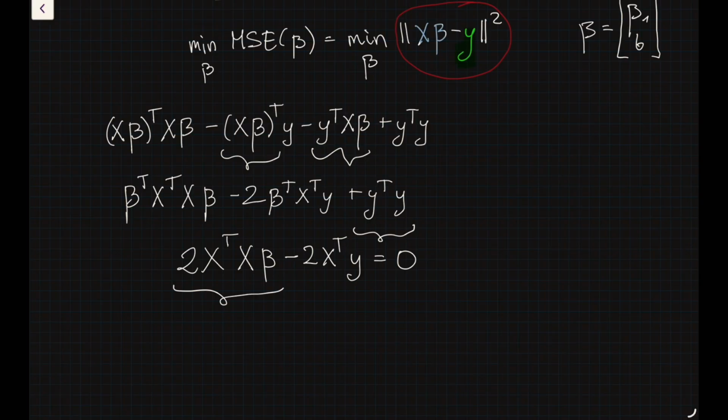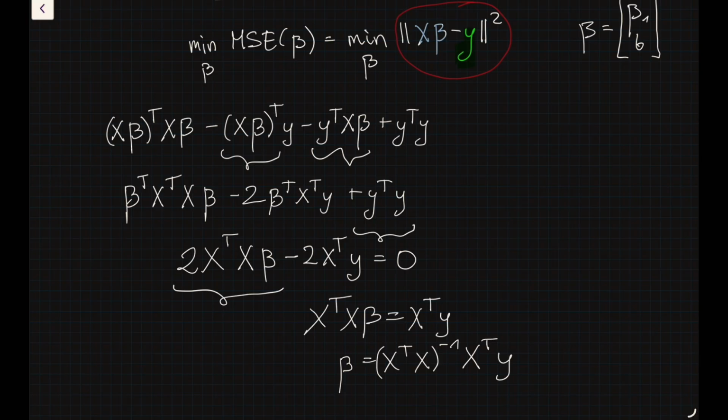This value is like this because X transpose X is symmetric. So now we have the following. These are called the normal equations. Now the solution for linear regression would be this, and we can solve it exactly.